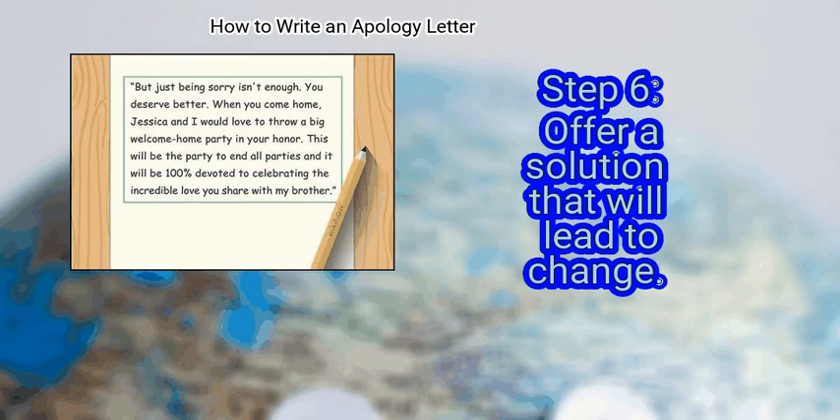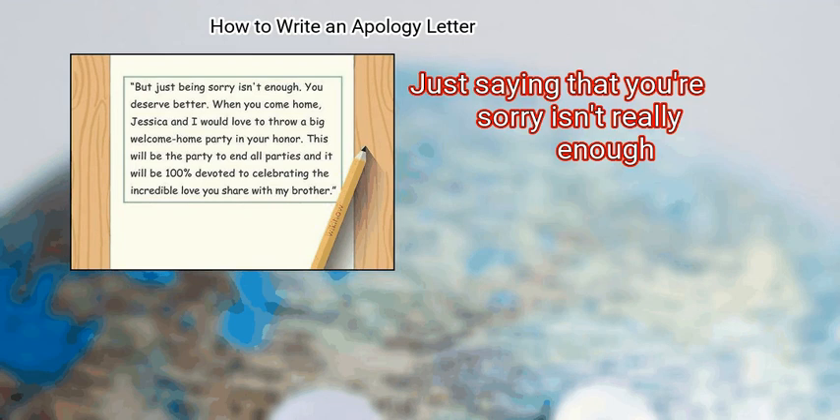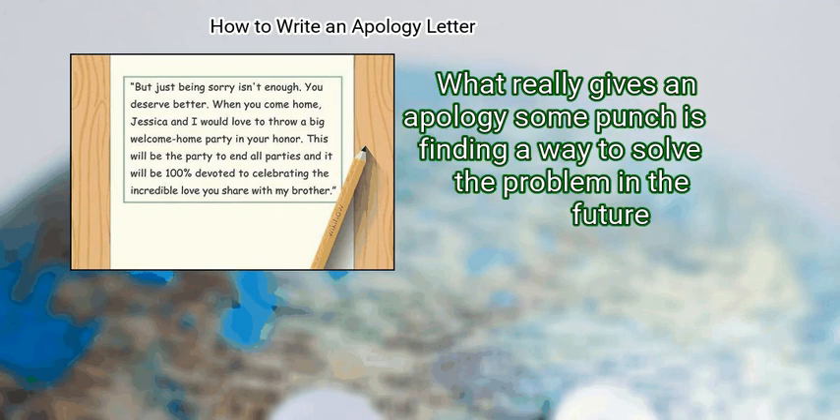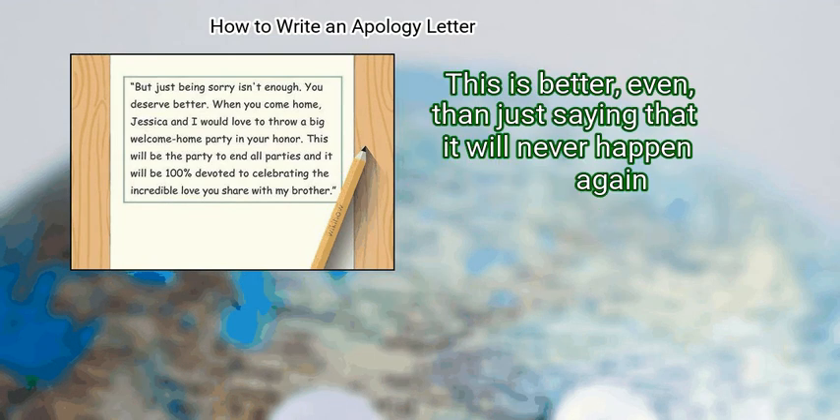Step 6. Offer a solution that will lead to change. Just saying that you're sorry isn't really enough. What really gives an apology some punch is finding a way to solve the problem in the future. This is better, even, than just saying that it will never happen again.